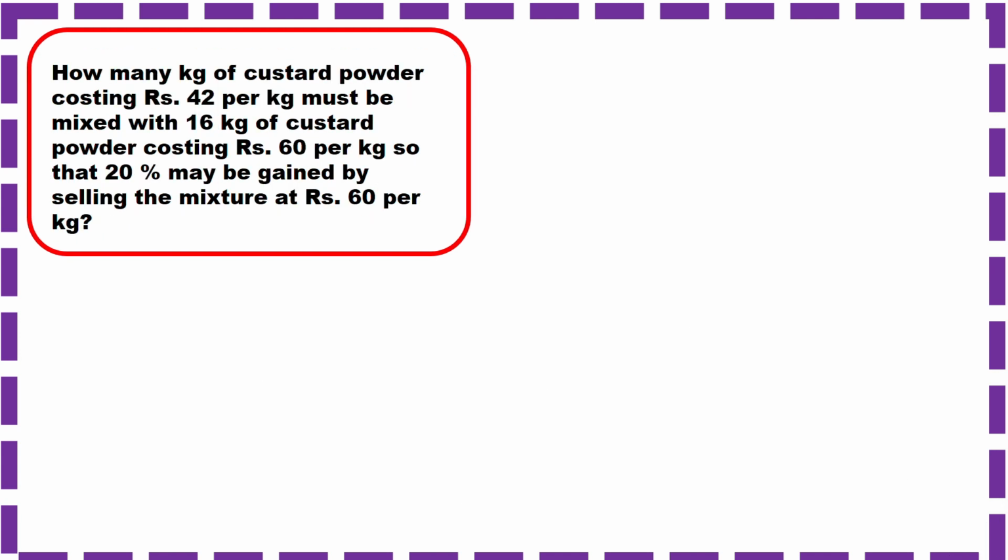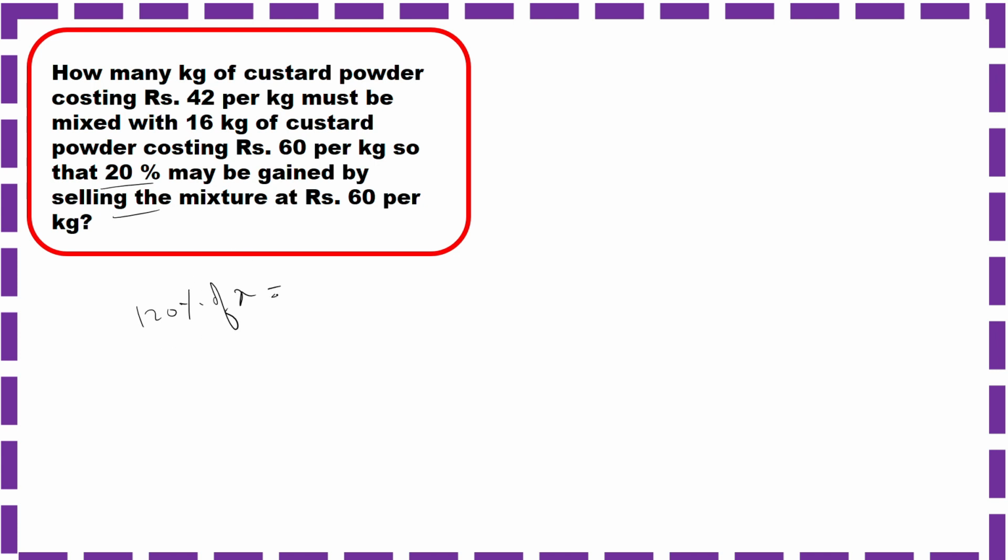How many kilos of custard powder costing rupees 42 per kg must be mixed with 16 kg of custard powder costing rupees 60 per kg, so that 20% may be gained by selling the mixture at rupees 60 per kg? So 20% is the gain. So 20% means 120%, because 100 plus 20.